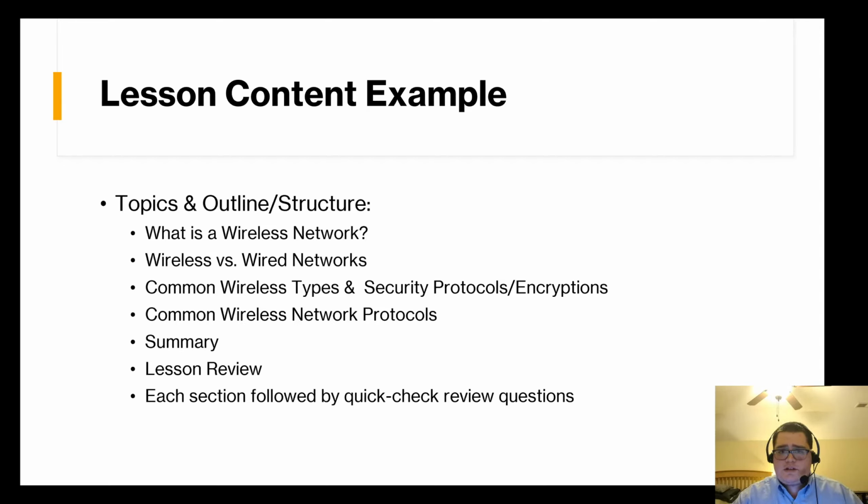It's important to note that each topic and each section is ended with a lesson or a section review to go over what was covered in that section, make sure they get the most out of it, the key takeaways.